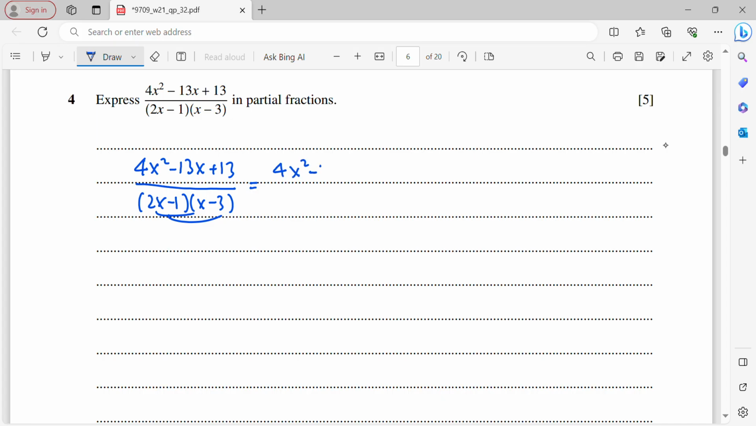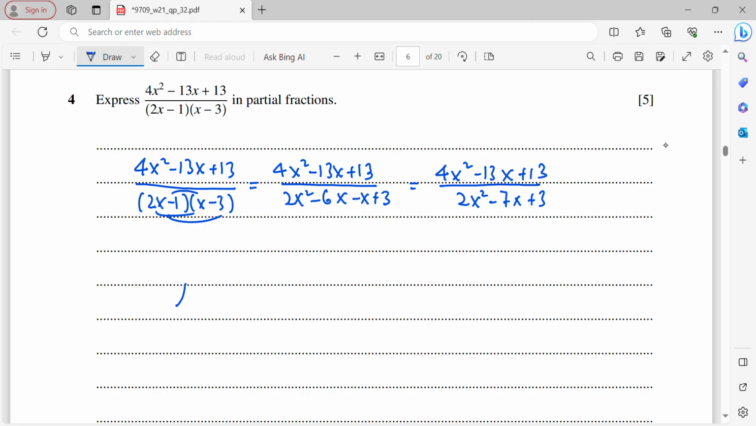Then I will be getting 2x squared. So 2x times minus 3 is minus 6x. Then minus 1 times x is minus x. Then plus 3. That means this is going to be 4x squared minus 13x plus 13 over 2x squared minus 7x plus 3. So now I will divide first before the partial fractions. So 4x squared minus 13x plus 13 divided by 2x squared minus 7x plus 3.